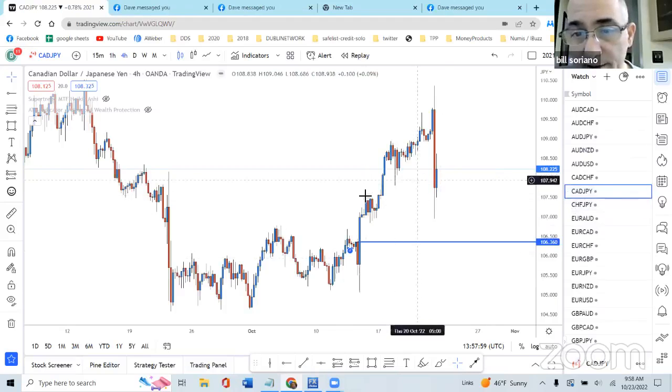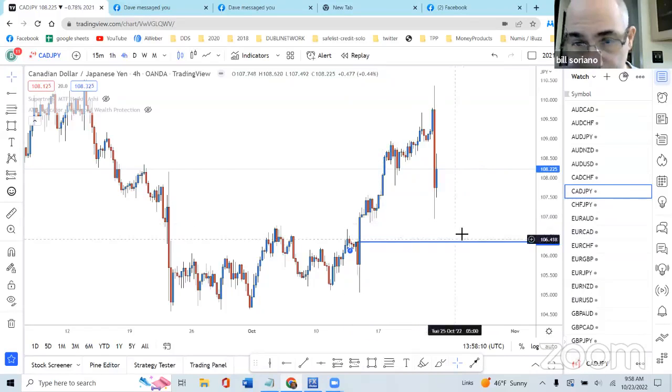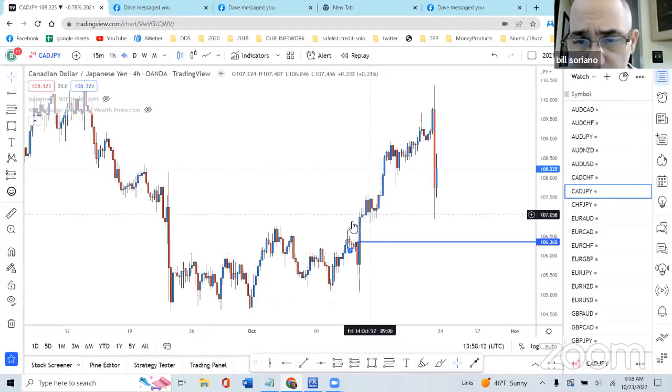And so what we had here is we had a couple of 4-hour areas that were hit. We hit this area here. We kind of didn't blow through it yet. But what we're doing is we kind of like this area down here. We like this banker candle down here. It's a nice big banker candle.